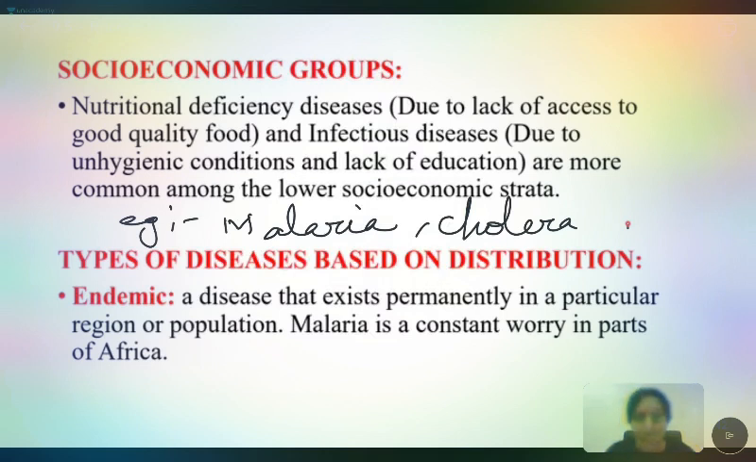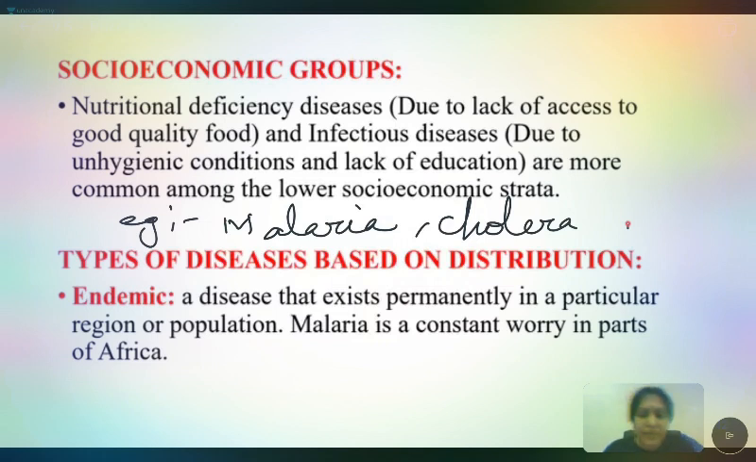But of course, we are going to see more about determinants again later. For the time being, we have done something about distribution. Now we are going to see the types of diseases based on distribution. Is it clear? We completed distribution as of now. Right? Now let us see types of diseases based on distribution.